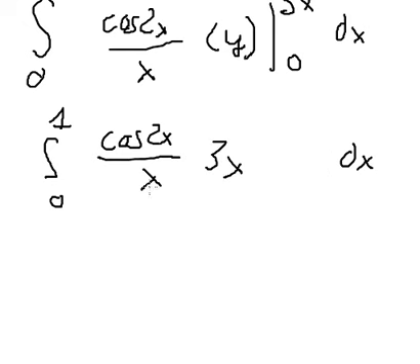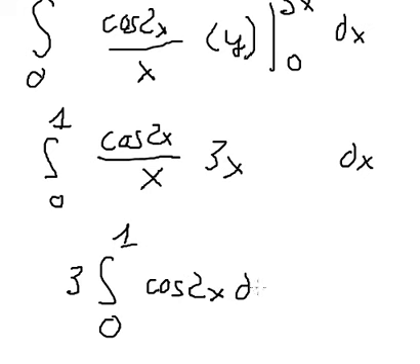So s divided by s. Now we have only the integration from 0 to number 1. And I will put number 3 in here. Cosine 2s ds.